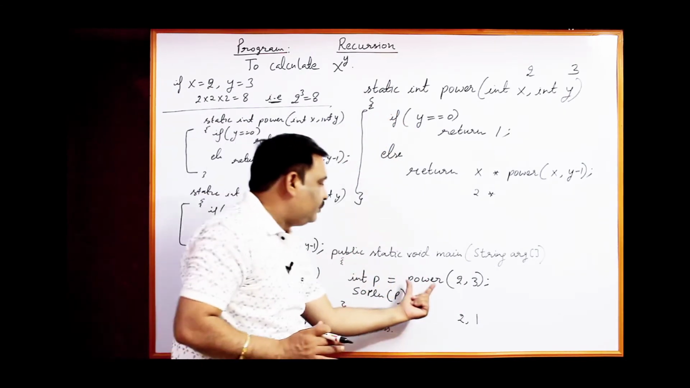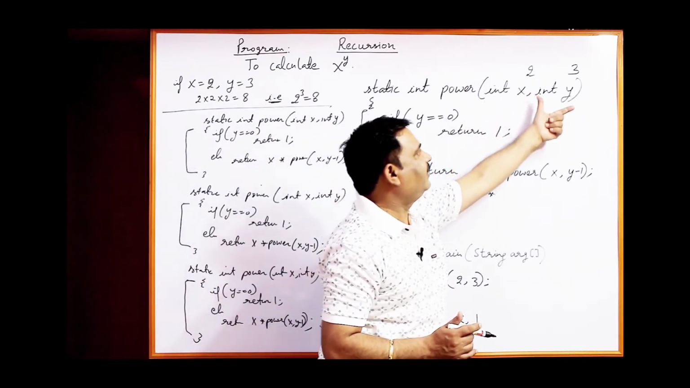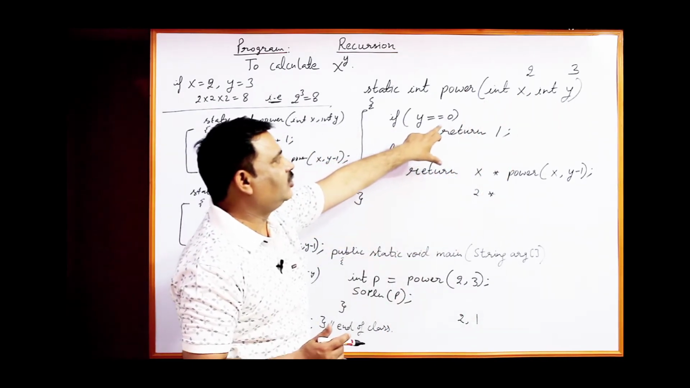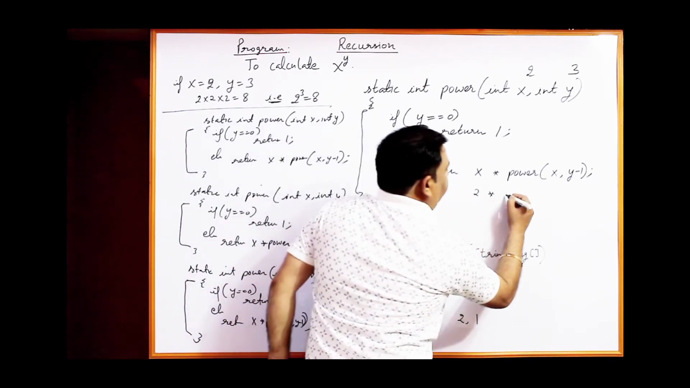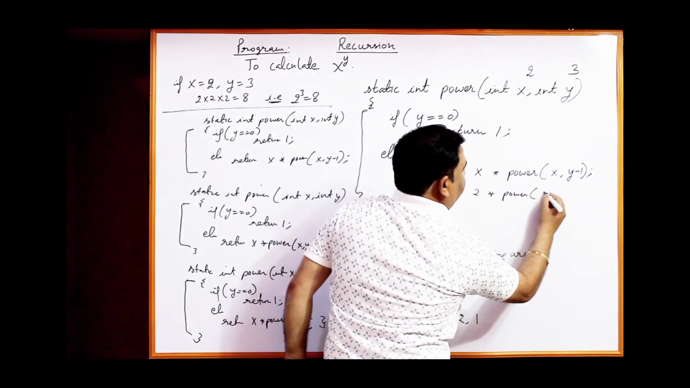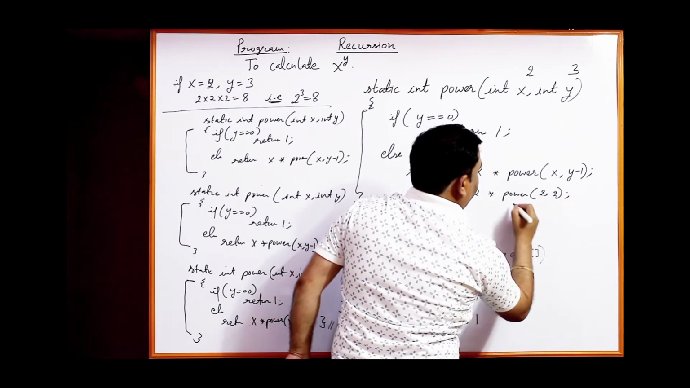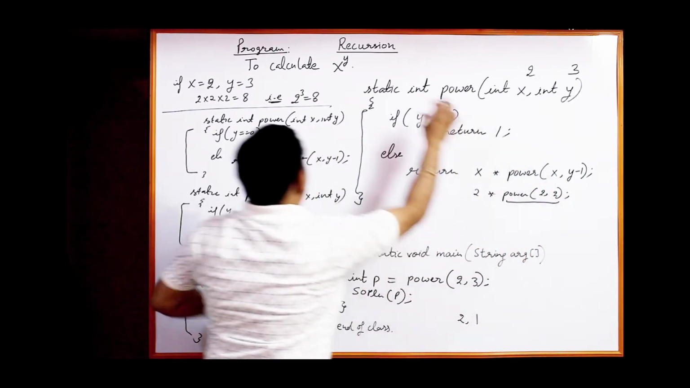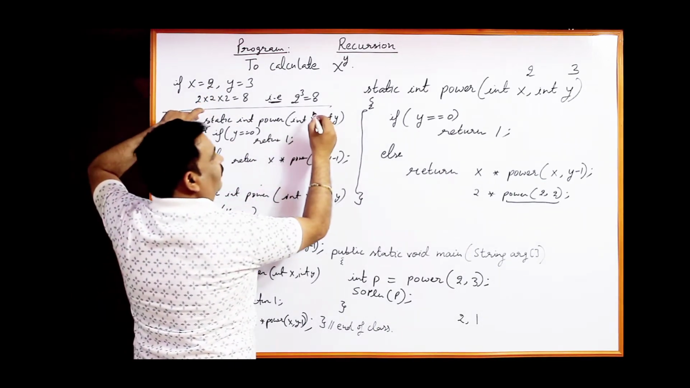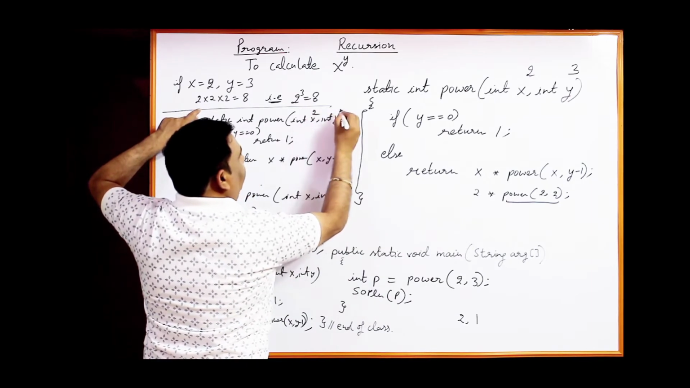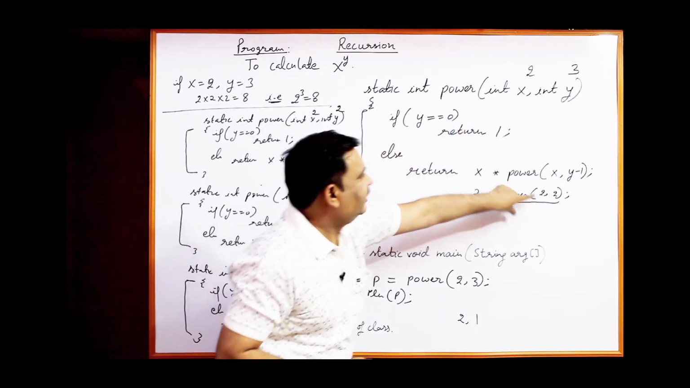Now we are calling the function power by passing 2 and 3. In the beginning x is 2, y is 3. The condition is false, y is not 0, so else will execute. Here you write 2 into the function call. In the function call you pass 2, and y is 3 minus 1, 2. So the function will be called from here. Suppose this is the second function's memory block. Here the value of x will remain 2, but the value of y will be 2. Here it was 3, but in the second function call it will be 2.